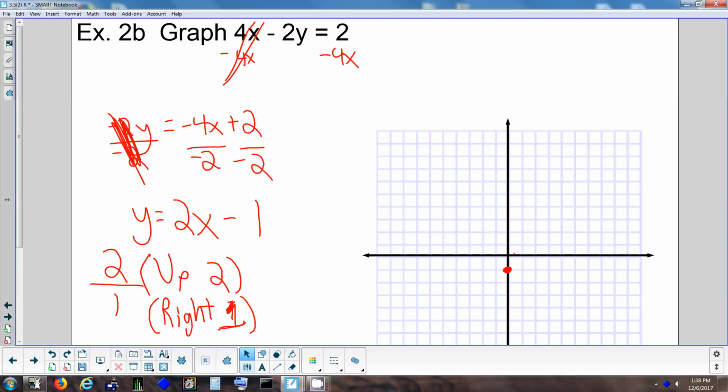Up 2, right 1. Do I go back to the origin? Do I go back to the middle? No, I go from the Y-intercept, right? Remember, once you graph the Y-intercept, that's your start. So from there, like you guys just told me, up 2, right 1. And that's it. I only have to graph it once. I only need 2 points to make a line.